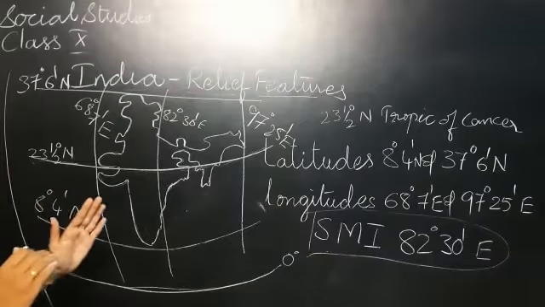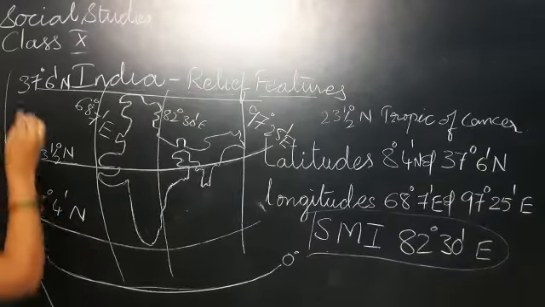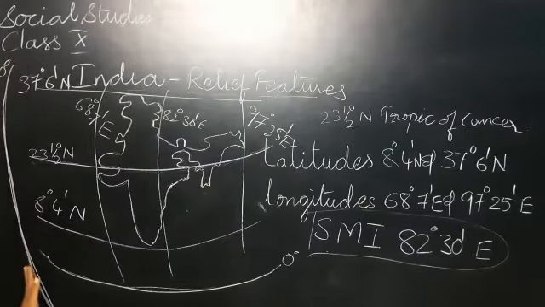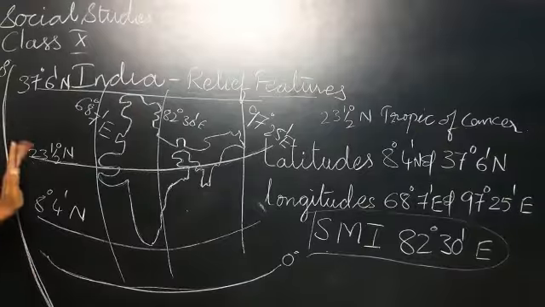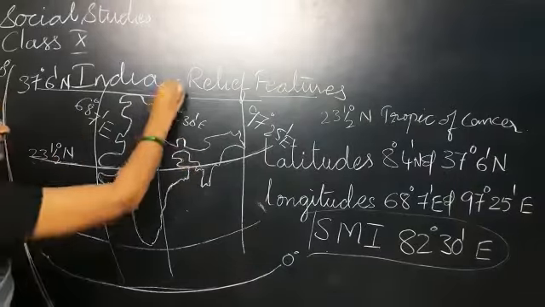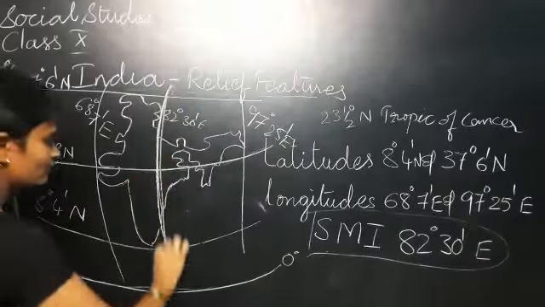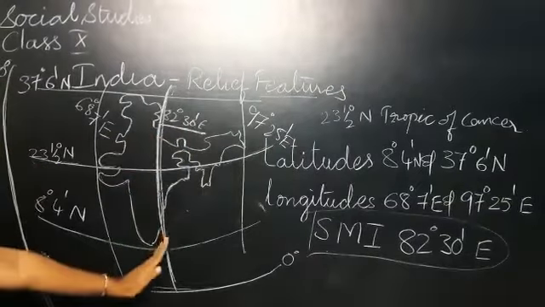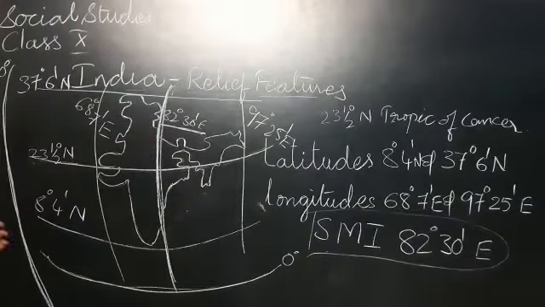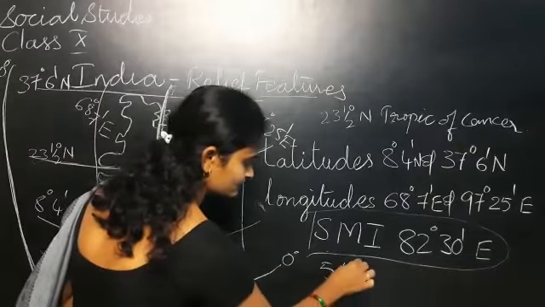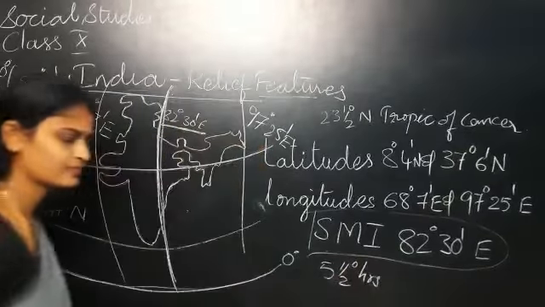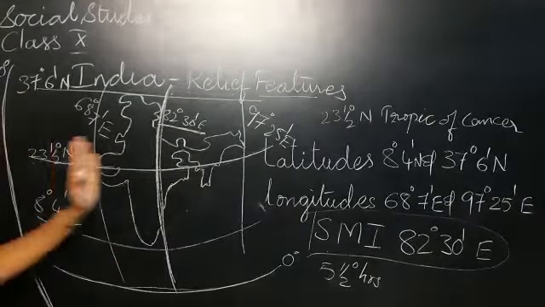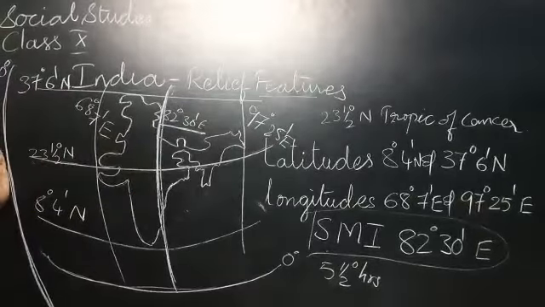Children, now let us see the time difference between 0 degree longitude. 0 degree longitude is Greenwich. What is the time difference between 82 degrees 30 minutes east, that is the standard meridian of India, and Greenwich? That is 5.5 hours. Children, this is the location of India and the time difference between the standard meridian of India and Greenwich.